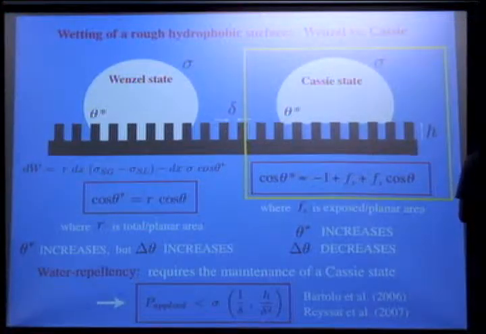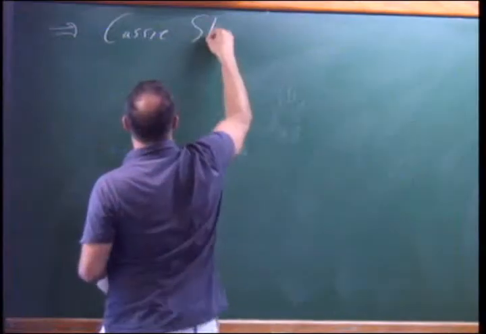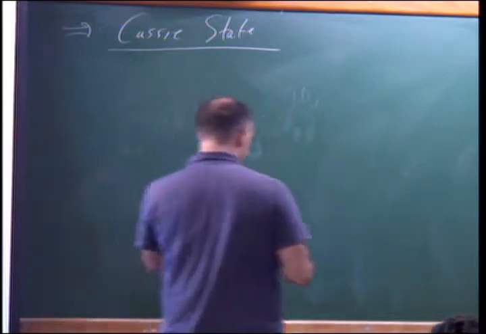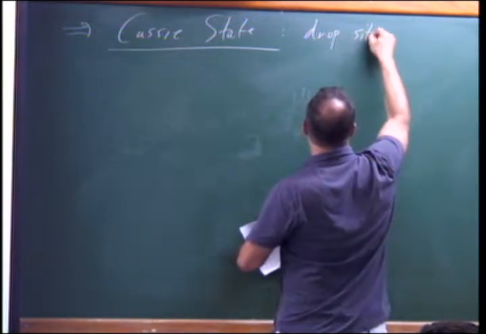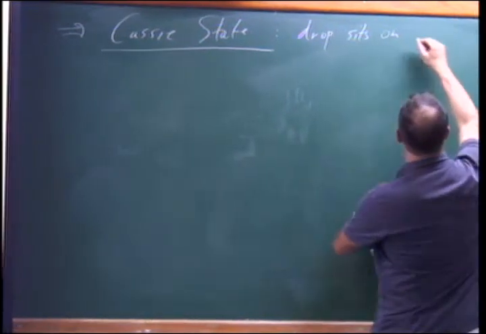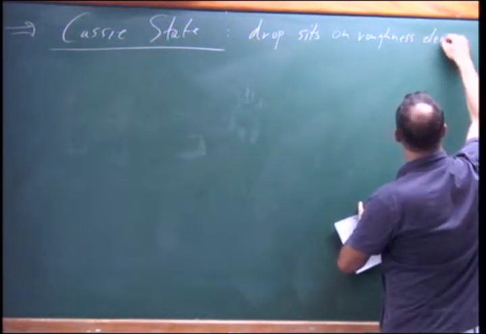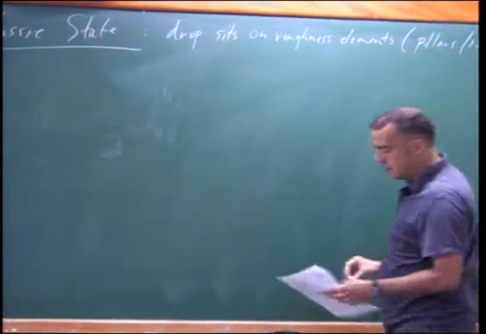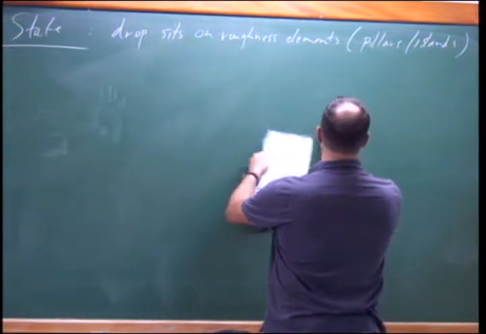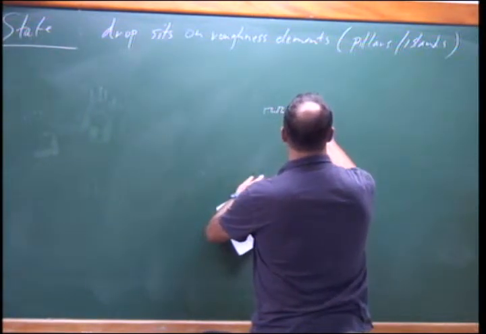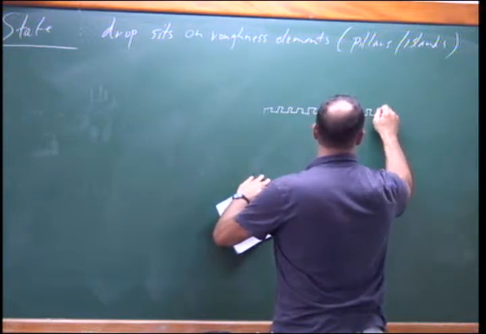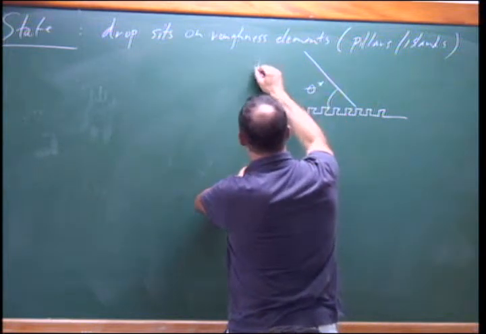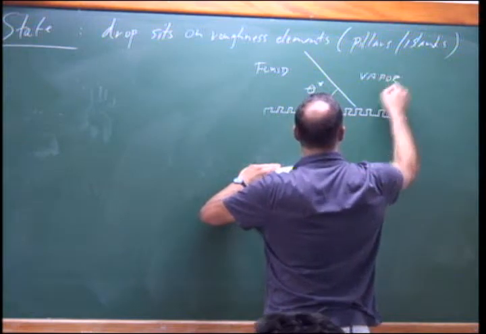Okay. So when this happens, we switch into the Cassie state, and we can also describe the energetics here. So here the drop sits on the roughness elements. We can think of them as pillars or islands. So here we imagine a slightly more regular array. So let's imagine pillars. Then we have our theta star. So it's a fluid phase, vapor, solid.